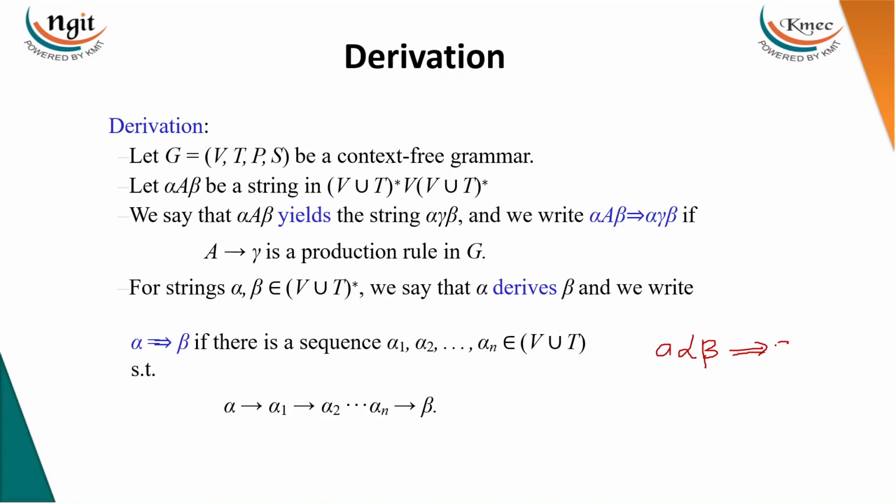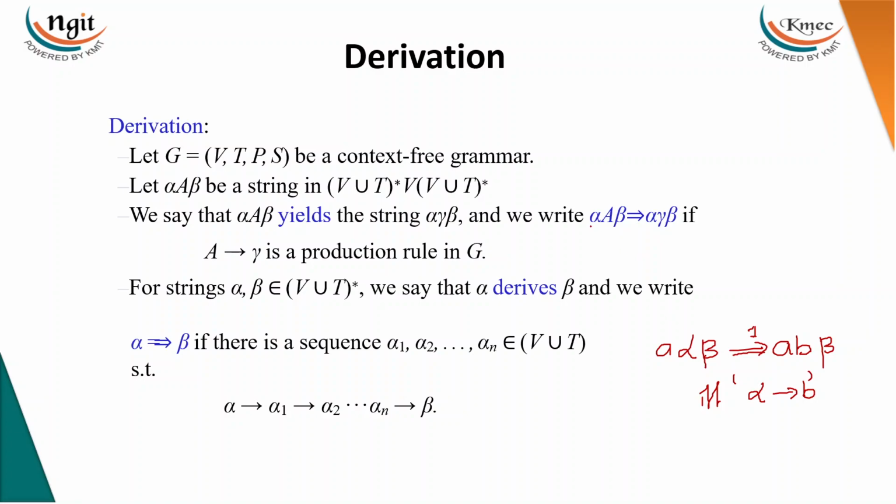Then we can replace like this: A, B, beta, if and only if we have a production like alpha tends to beta. Means on the left hand side we have A alpha beta. Then if the alpha is having a production like alpha tends to beta, then we can derive this A, B, beta after substituting the production alpha tends to B. This is called derivation, right?